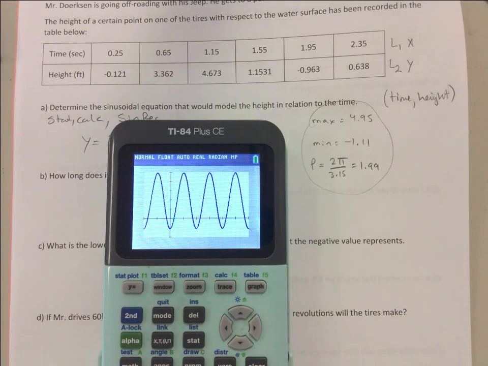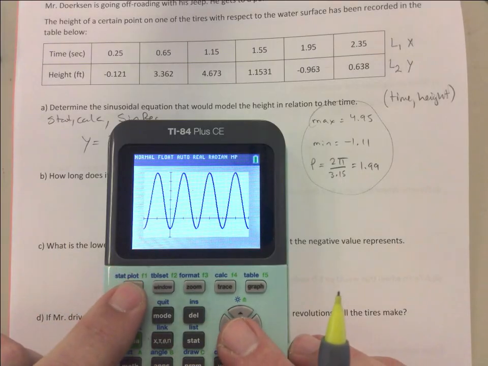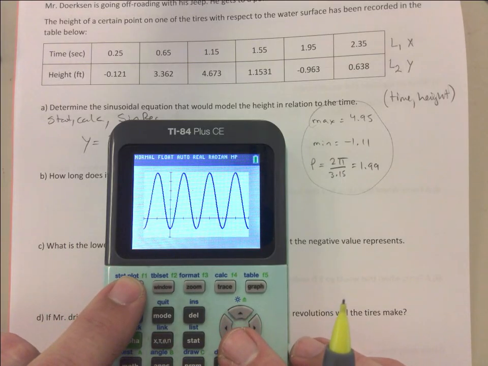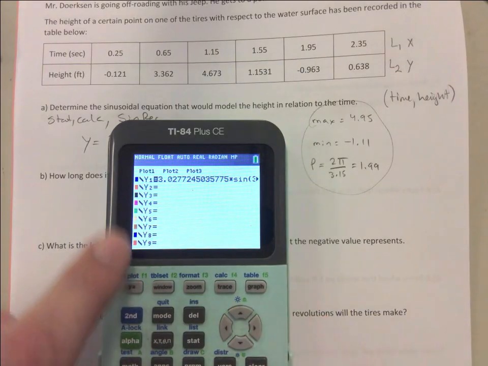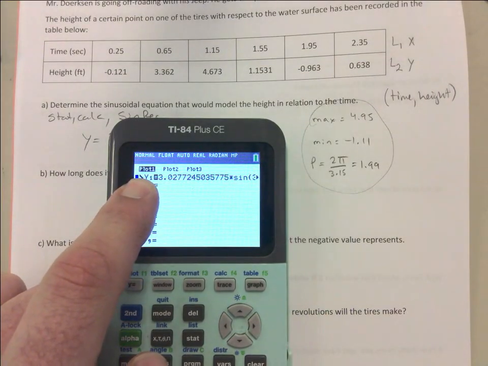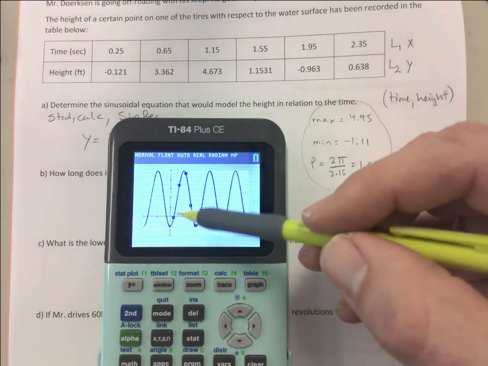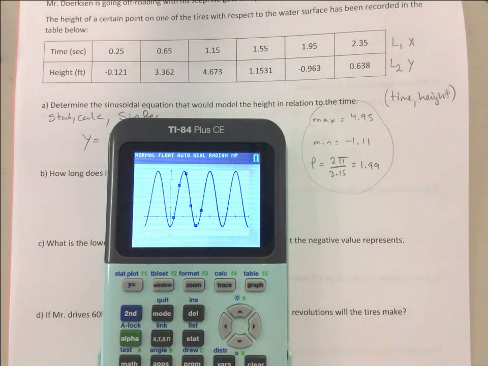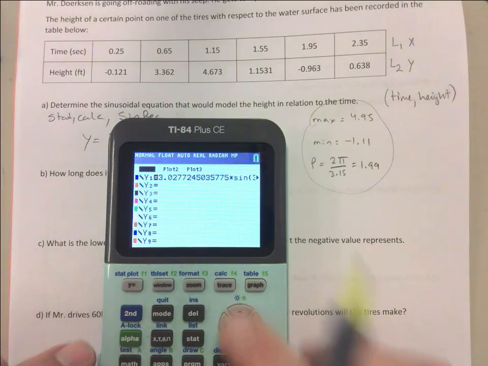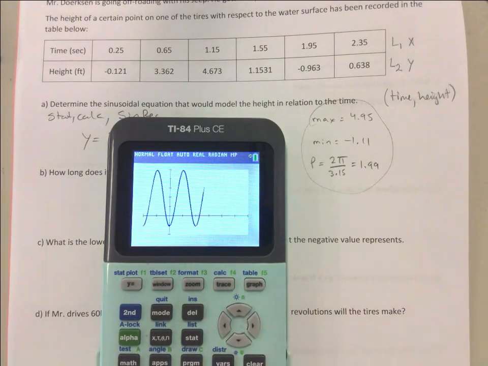Okay. We'll figure it out later if there's something not working out. Okay. Remember you used L1 and L2. If you want to see your points, turn on plot 1 and then hit graph again. Those points are actually showing up there. So if you want that, I don't really want it, so I'm going to turn it off. I think we're good.